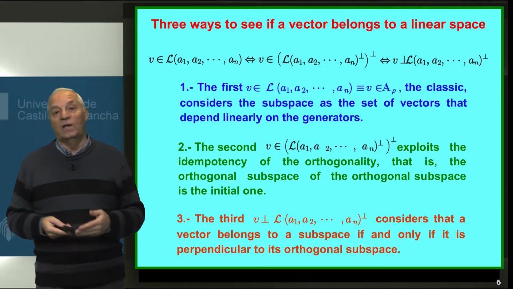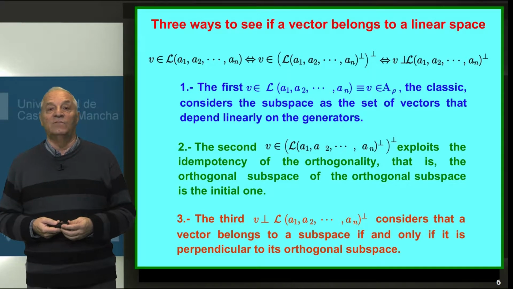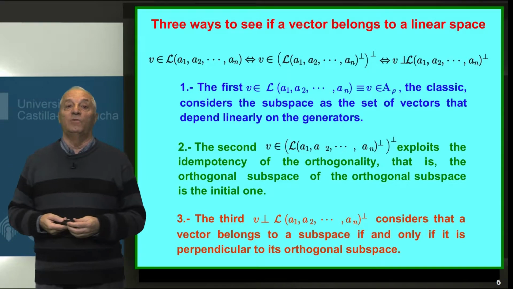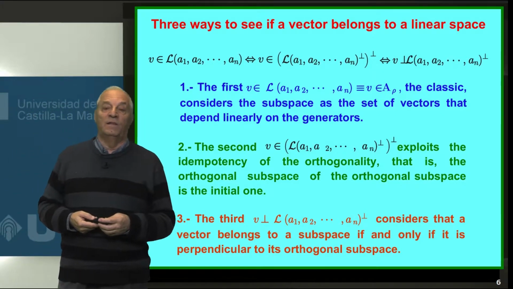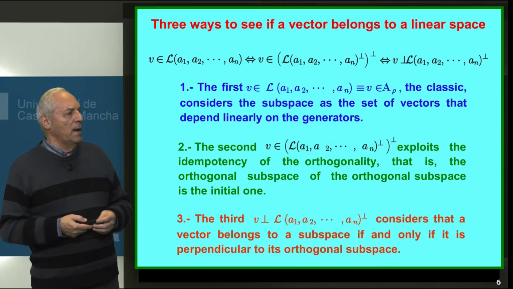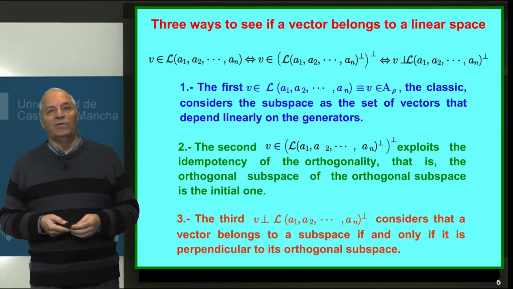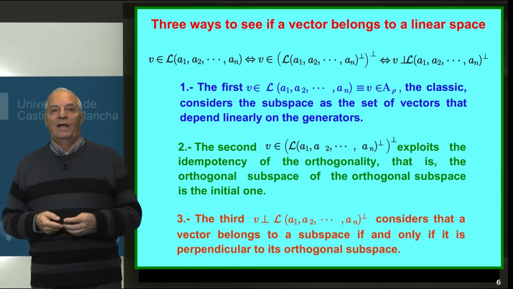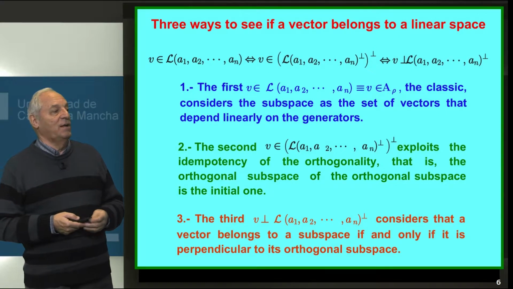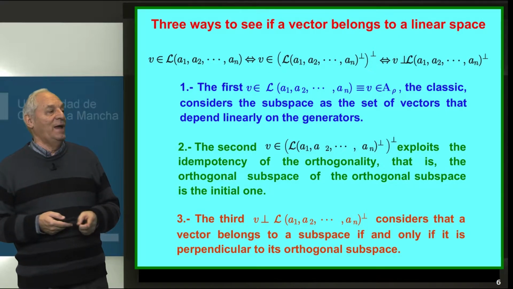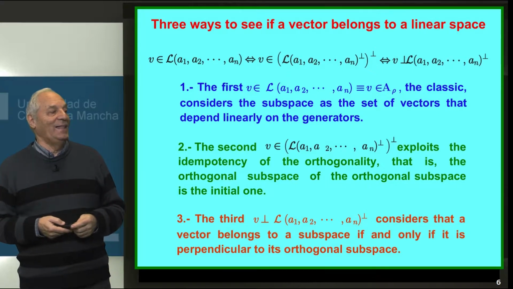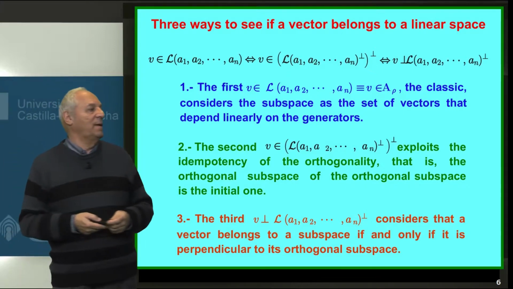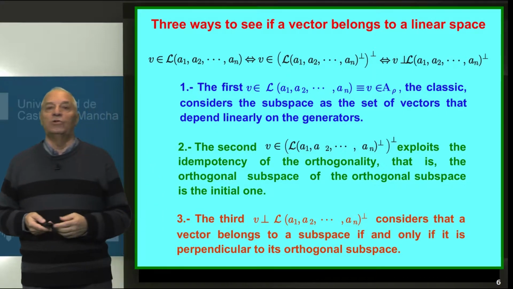We know that the orthogonality operation has the property of idempotence, so that, when applied twice to a subspace, it becomes the initial subspace. So, the second form is telling us that the vector v is perpendicular to the orthogonal subspace of L of A1, A2, An. This means that we have expressed linear subspace membership in three different ways.